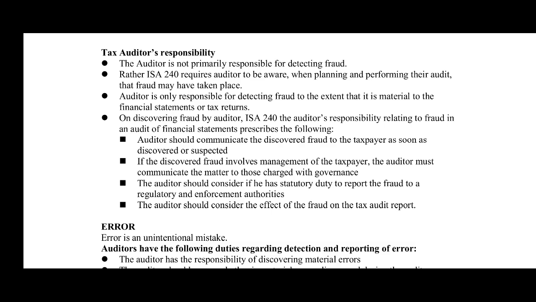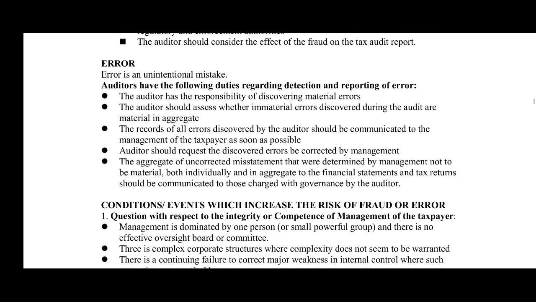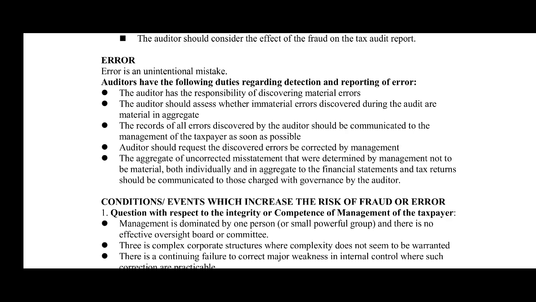And the auditor should also consider the effect of the fraud on the tax audit report. So that is fraud. How about error? I told you, error means it was done unintentionally. So error is an unintentional mistake. So the auditors have the following duties regarding detection and reporting of error. One, the auditor has the responsibility of discovering material errors that affect the financial statement.